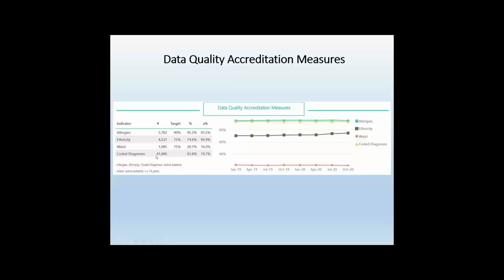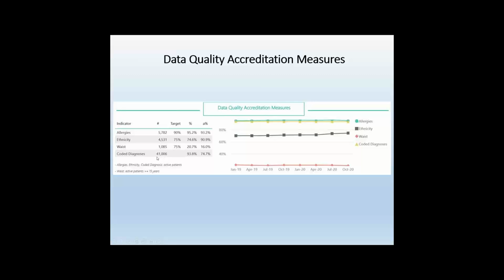The one that's a little bit different is coded diagnosis, or coded diagnoses. As you can see, it's not a count of patients, it's a count of actual diagnoses. So what you're looking at there is there's 41,006 coded diagnoses for active patients in the database, and that equates to a percentage of 93.8% of all the diagnoses, regardless of whether they're coded or not, and that's compared to the area average of 74.7%.